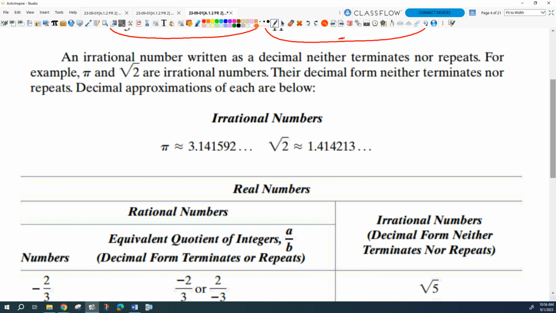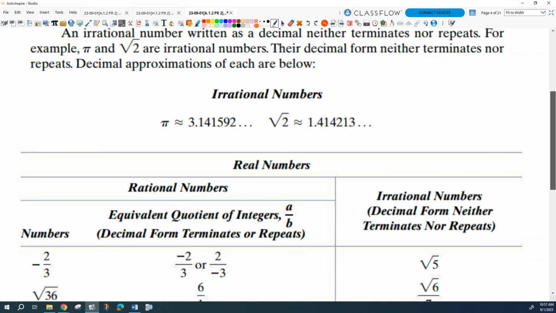Same thing with any square root that persists. So if I have a square root of a number and when I simplify it, the square root does not go away, that is going to be an irrational number. Let's look at some examples.